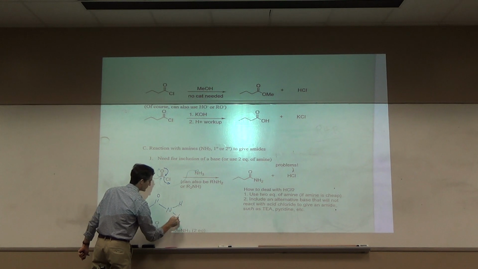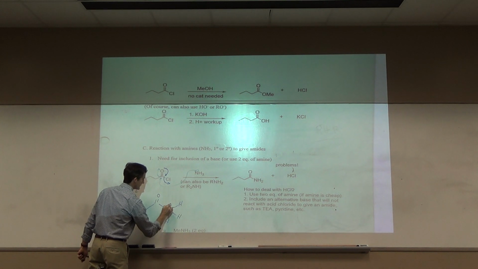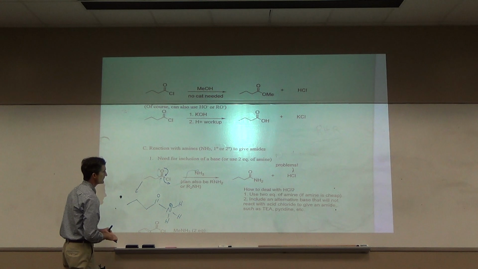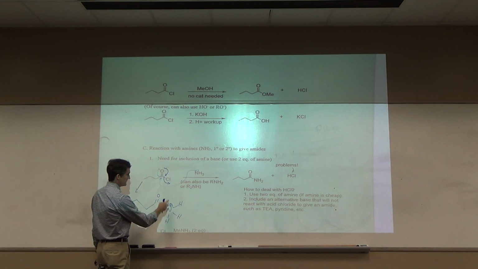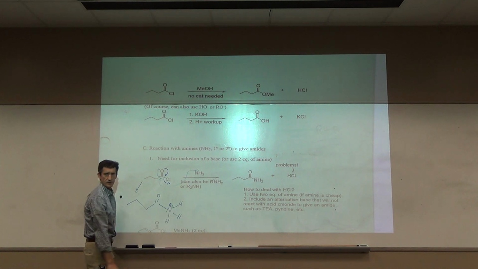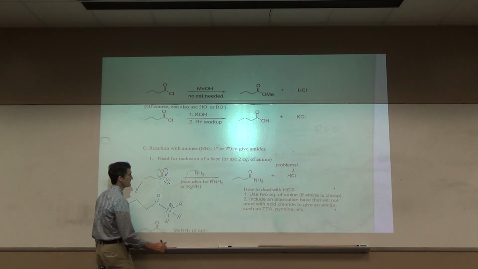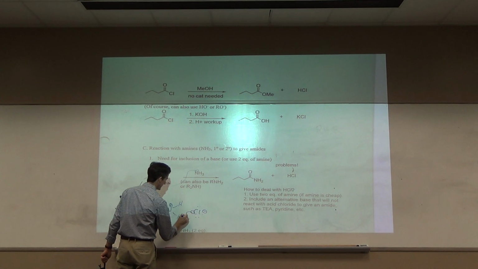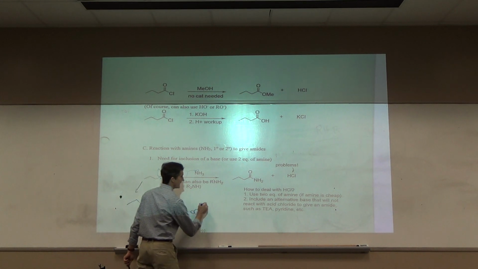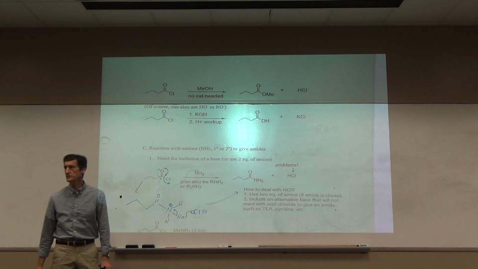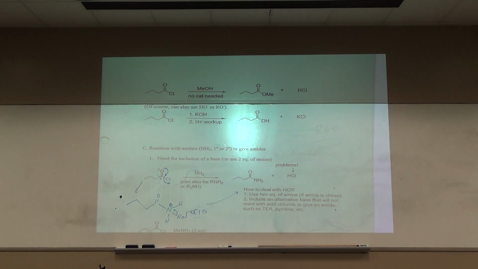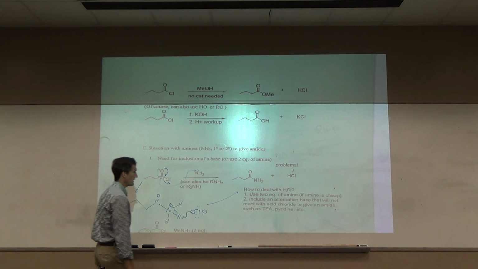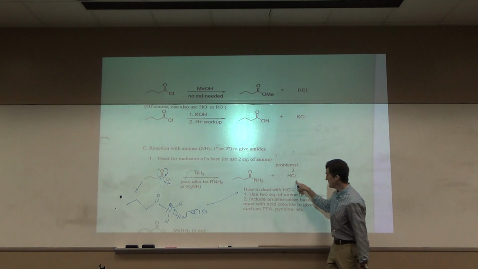That would be NH3 here. Then what can take an H here? Okay, Cl minus. These electrons take the H, leave these behind, and we get our product, acyl substitution. We now have a nitrogen on the carbonyl instead of the chlorine. This is going to cause problems. We generated HCl.